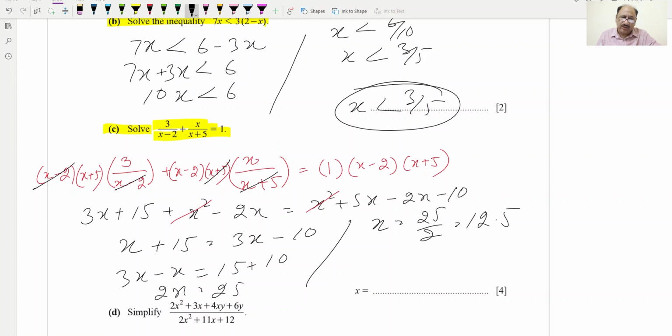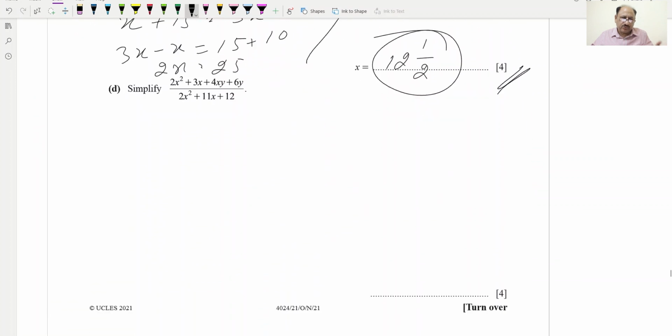So, or we can write 12 whole 1 by 2, so 12 whole 1 by 2, this will be in mixed fraction, and this was a 4-mark question. So this is how we can get rid of the denominator as easily as possible. Now the next question is simplification of this one, and we have to simplify this.